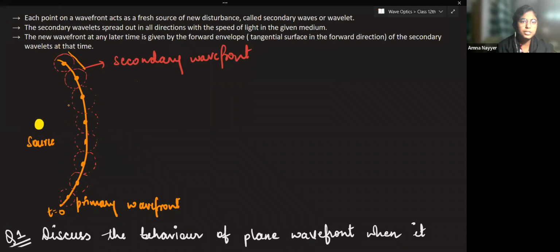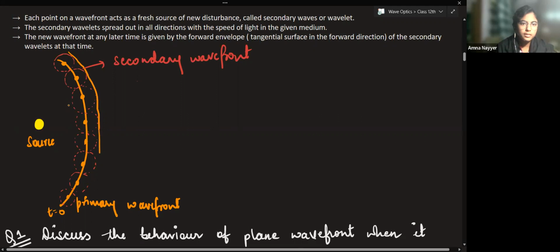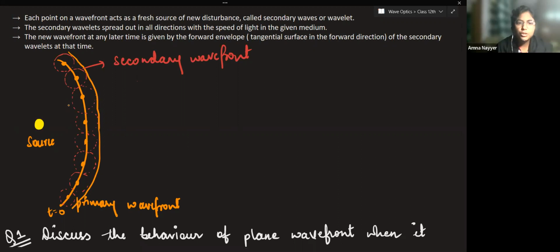Like this, a tangent at this point, then a tangent for this arc, like this. Like this. So do you see? This is at t is equal to t. Initially, the wavefront was where? Initially, the wavefront was at t is equal to 0. Because of the new disturbances that are created, the wavefront we are able to obtain it here.